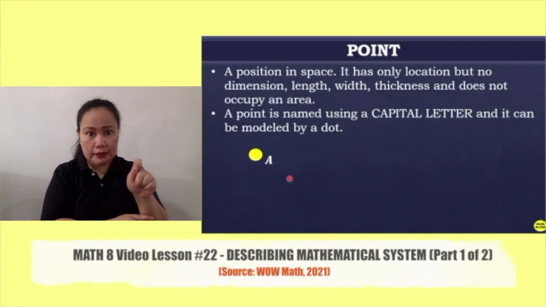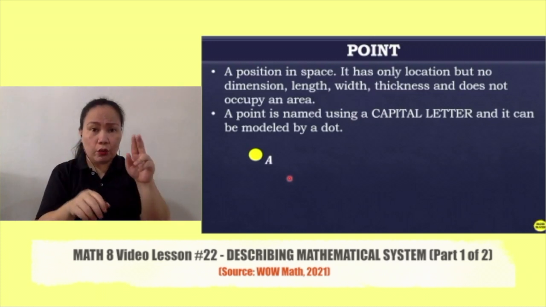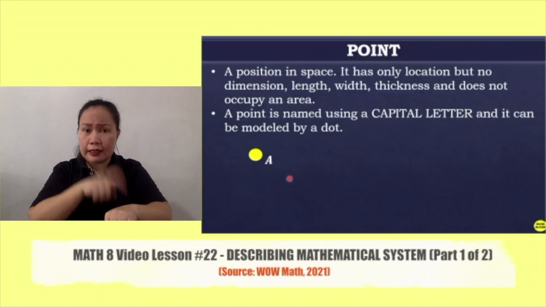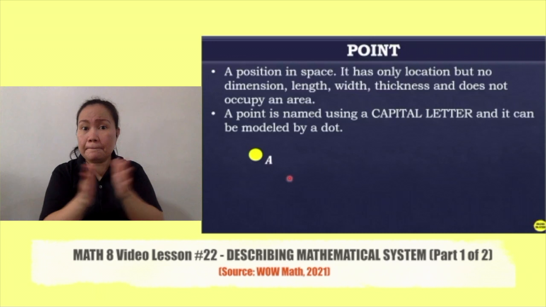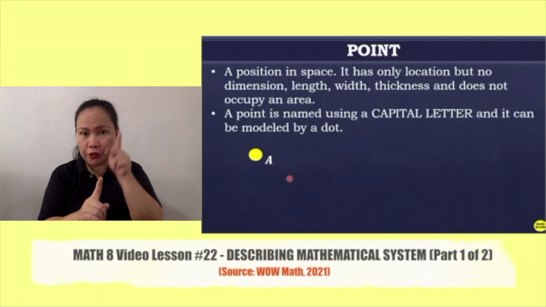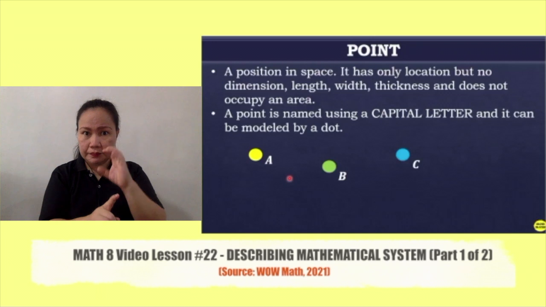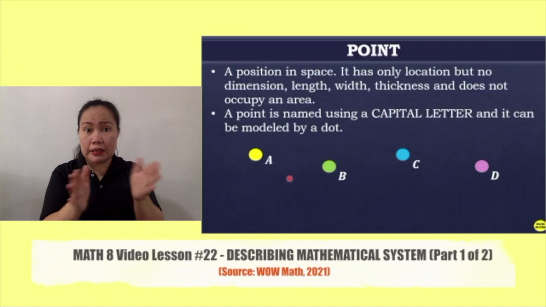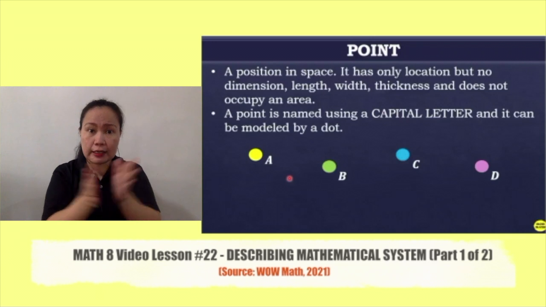And do not forget, when we are naming a point, pag nag-name tayo ng point, always use capital letter. Okay? Kasi every time na makakakita tayo ng malaking letter, that means that is the name of a point. Okay? So, another example is this one, point C, point D, point B. These are all examples of a point. Always remember that you have to name your point using capital letter.